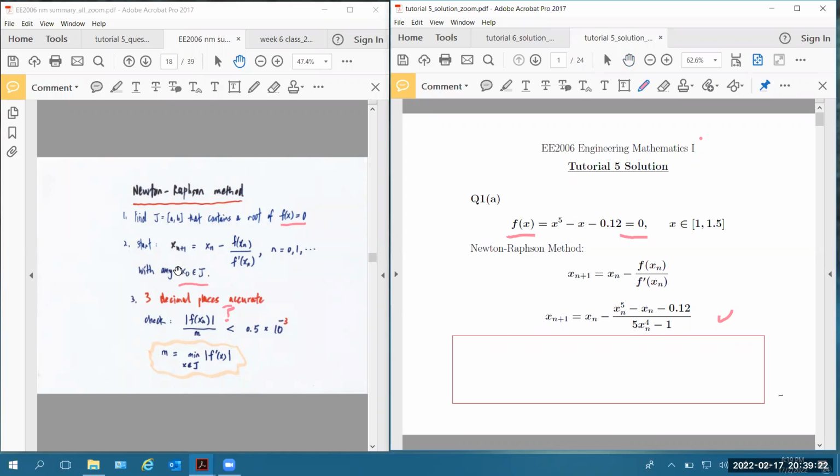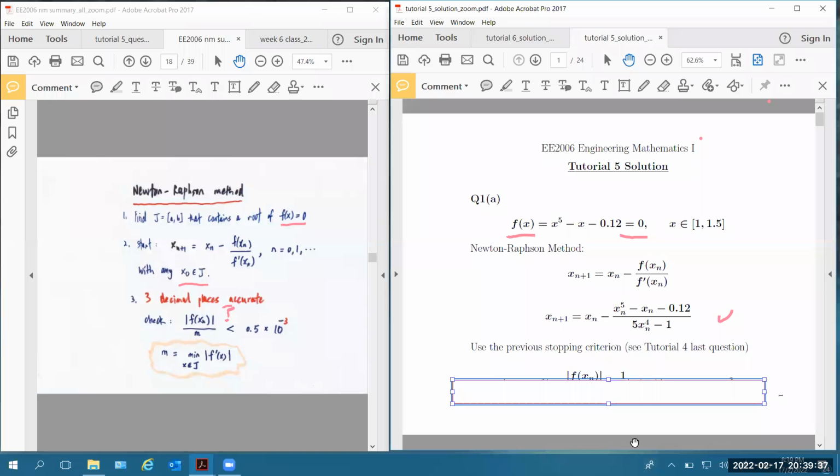After writing this down, before we start, we should get the stopping criteria. This stopping criteria is also from last week, so I'll just copy last week's stopping criteria. This is the previous one. Last week we already calculated the small m, which is 4. Basically we want to check this: is it less than 0.5 times 10 to the power minus 3?